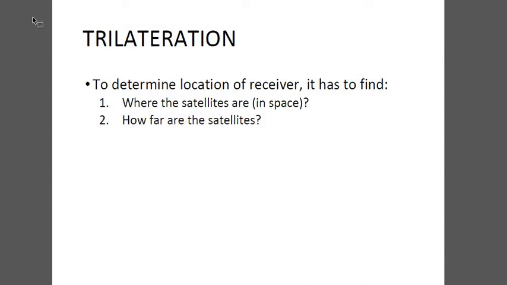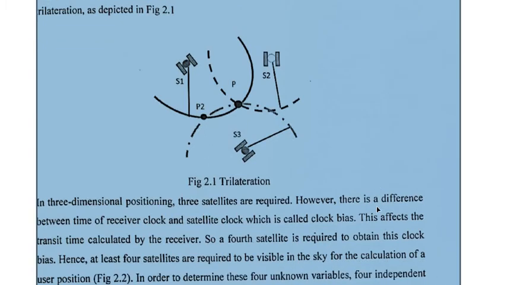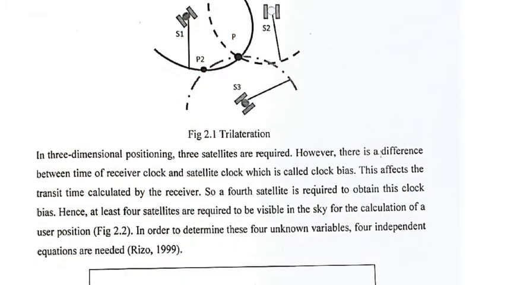So this is the principle of working, or how it works, correct? This is your trilateration method, correct? This approach of estimating position by measuring three distances is called trilateration. In three-dimensional positioning, three satellites are required, and however there is a difference between the time of the receiver clock and the satellite clock, which is called your clock bias. This affects the transit time calculated by the receiver. So that is the need where this biasing can be removed.